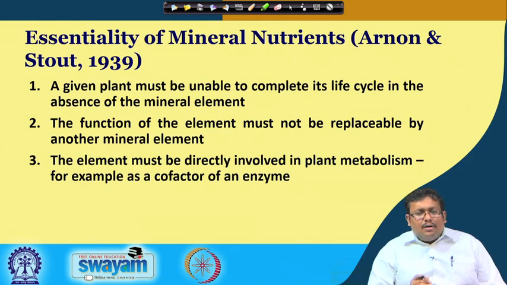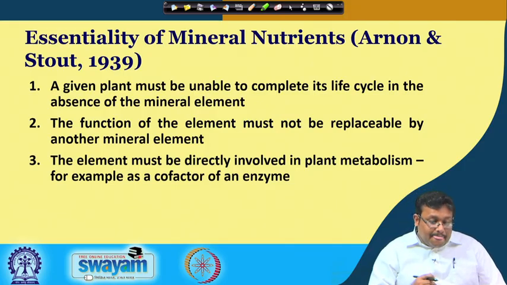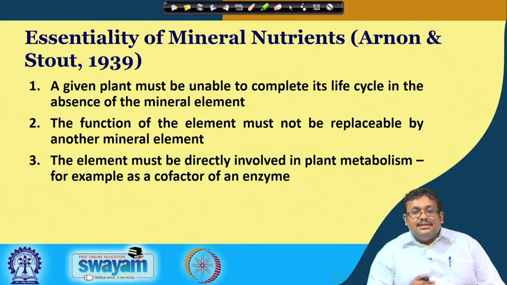Now, how would you decide which mineral is essential or not? So, this criteria of essentiality of mineral nutrients was given by two scientists called Arnold and Stout in 1939, and these three criteria basically govern whether an element is essential for a plant or not.